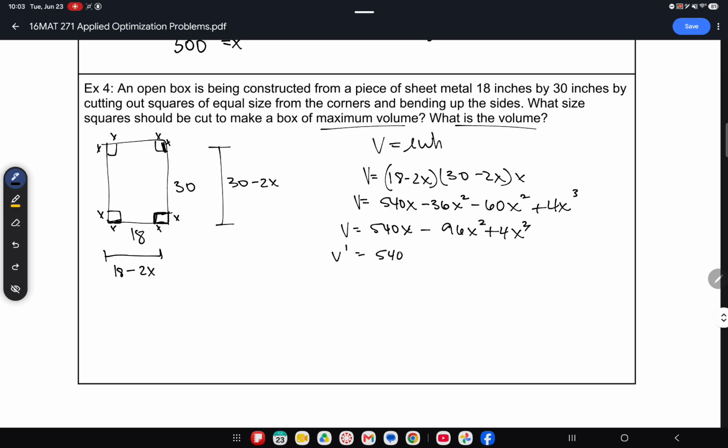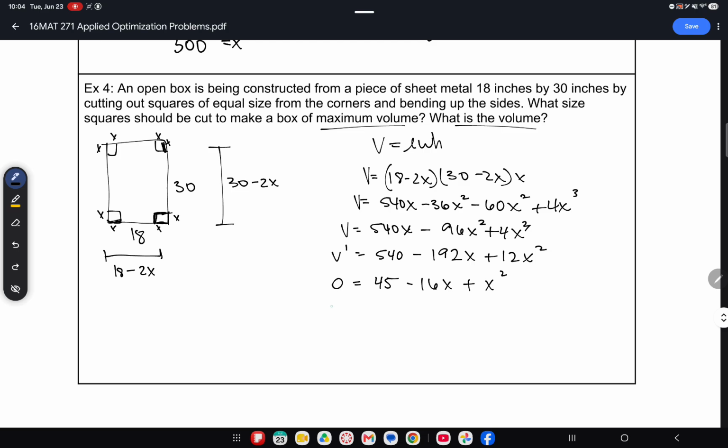So 540 minus, let's see, 96 times 2 is 192, and then 12x squared. Now I want to find the zeros, and I'm hoping all these numbers are divisible by 12 so I can factor. So let's see, 540 divided by 12 works. I'm writing this like I know it's going to work. Let's see, 192 divided, oh, it does. Works. So I have factored out a 12.